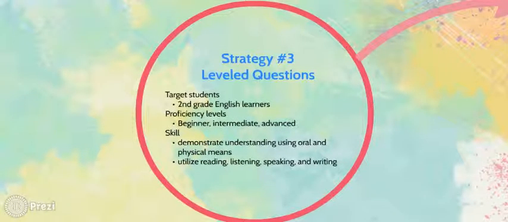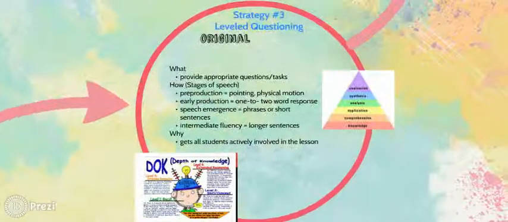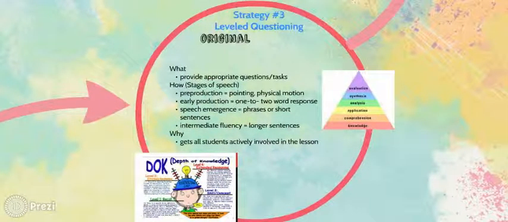The third strategy we're going to talk about is leveled questions. When students answer leveled questions, they demonstrate understanding using oral and physical means. They often use reading, listening, speaking, and writing. This is the original version of leveled questioning. So what is it? It provides appropriate questions and tasks.